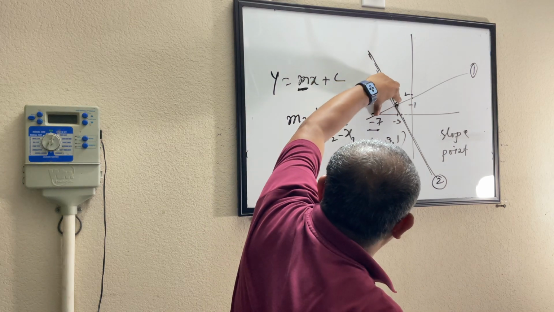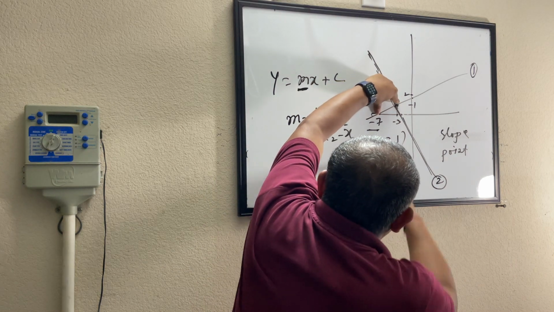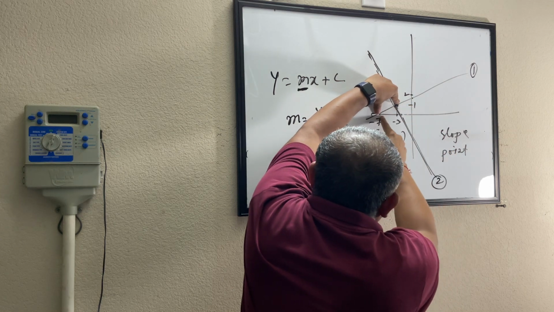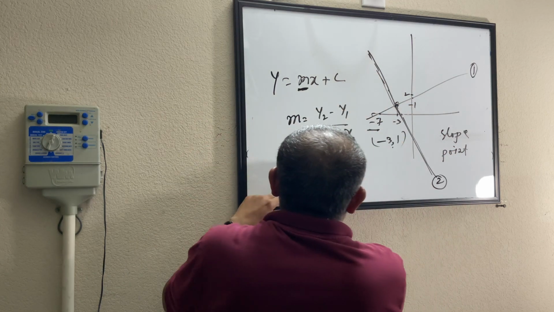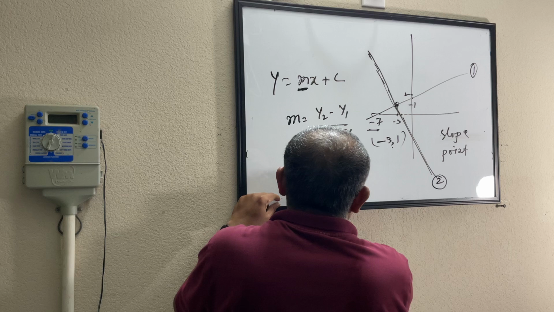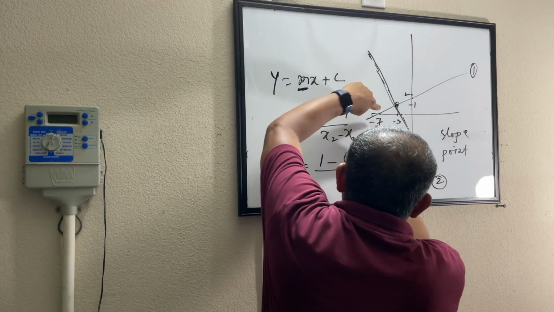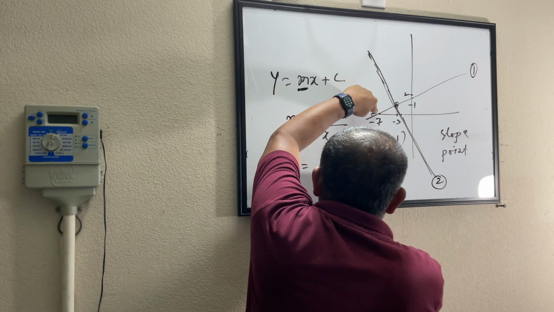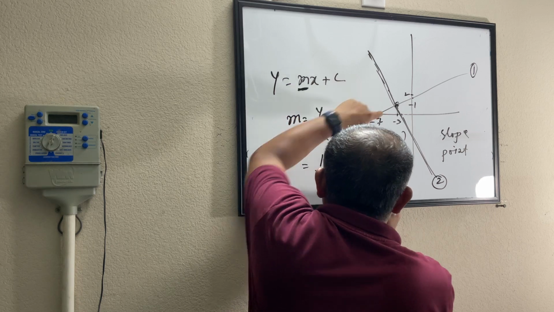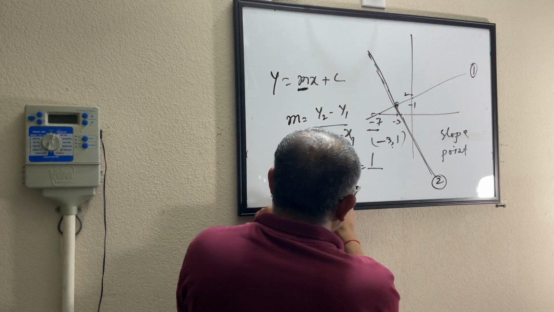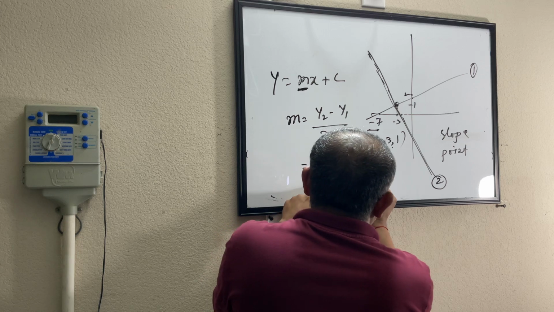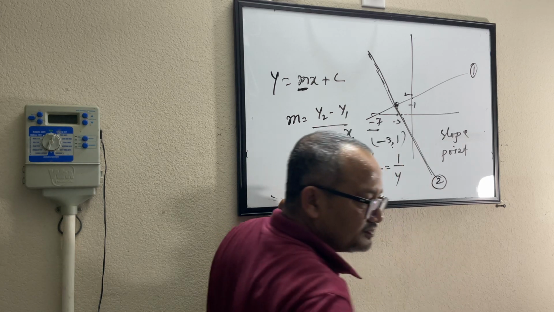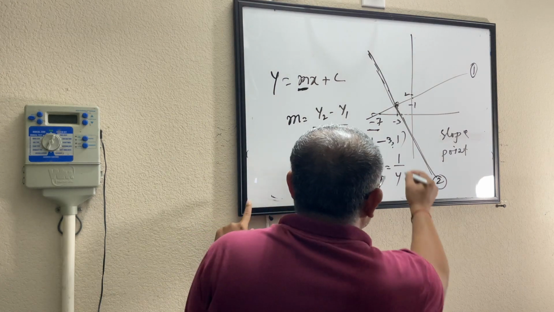Since we have 2 points, here y2 minus y1, my y2 is 1 and my y1 was 0. So 1 minus 0 over x2 minus x1. My x2 is minus 3 minus my x1 which is minus 7. So it becomes 1 over minus 3 plus 7, which is 1 by 4. So we got the slope of this line.